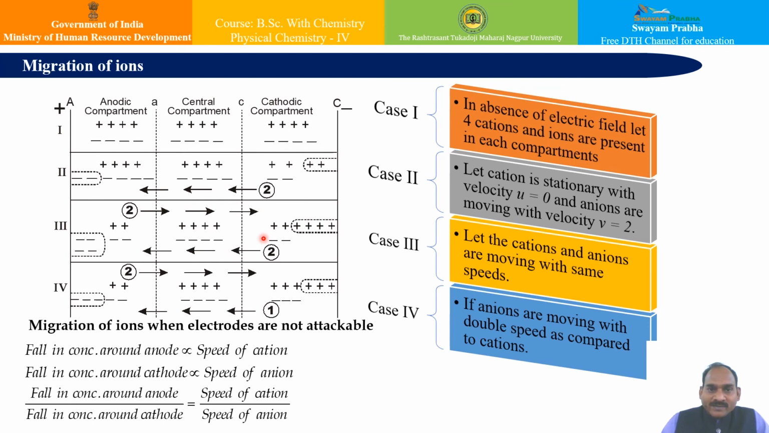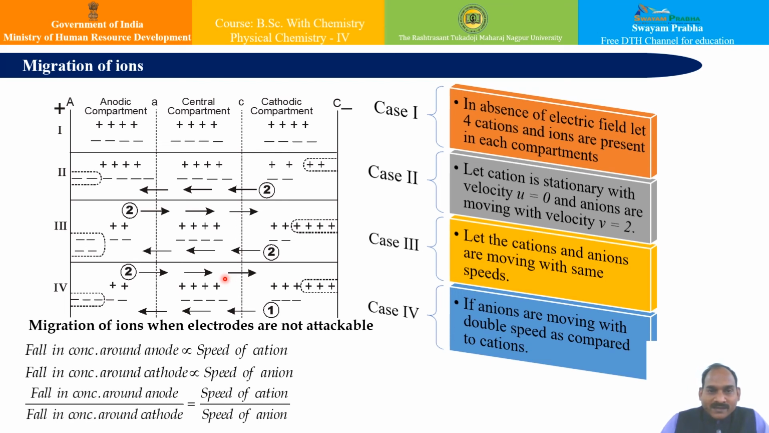Similarly, let there be a fourth case wherein the anions are moving with double the speed of the cations, that is u is equal to 1 and v is equal to 2. Now in such a case, there is an excess anion concentration of 3 in the anode compartment and an excess cation concentration of 3 in the cathode compartment. Correct? They will be discharged at those electrodes respectively. So the concentration of the central compartment is again the same.